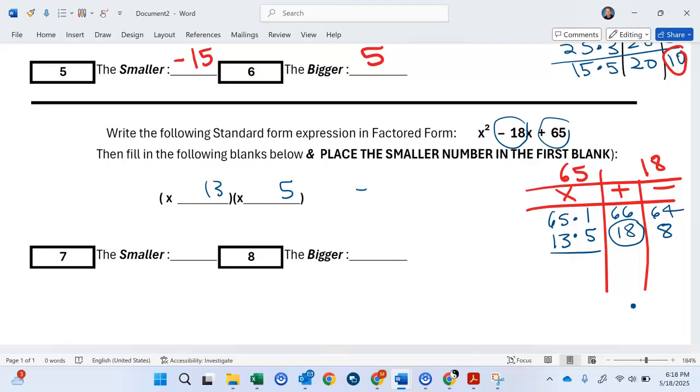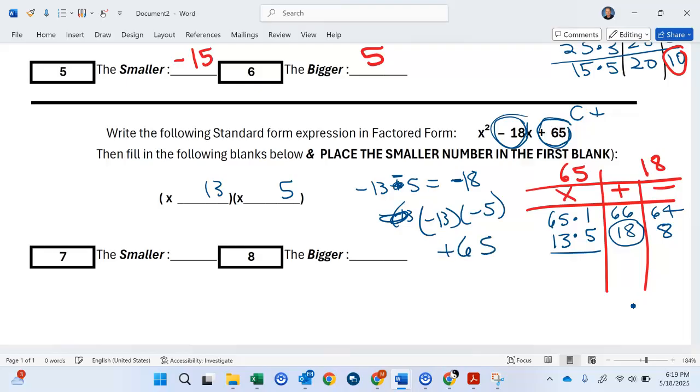Earlier I said that if you make the bigger number negative and add it to that, well, the problem is you'd get negative 8, but we need negative 18. So that means I need 5 to also be negative so that I can get negative 18, okay? And also, if you remember, the C is positive. So when I take negative 13 multiplied by negative 5, I actually get a positive 65. So these are both negative right here.